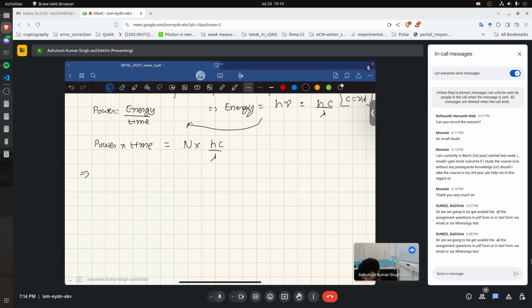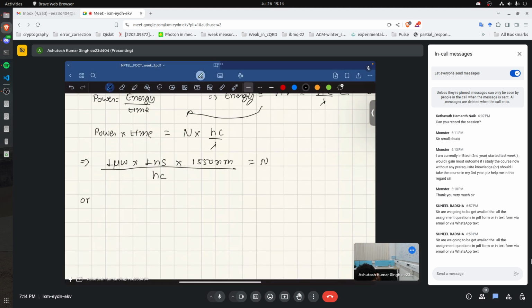And then my power, it has been given to me that the power is 1 microwatt, time is 1 nanosecond into 1550 nanometer divided by hc is equal to n, or n is equal to micro is 10 raised to the power minus 6. While doing calculations, we prefer to have everything in the SI units. 1 nanosecond is 10 raised to the power minus 9. 1550 nanometer is 10 raised to the power minus 9.